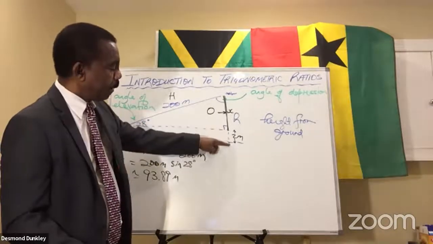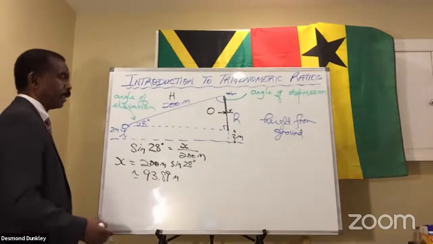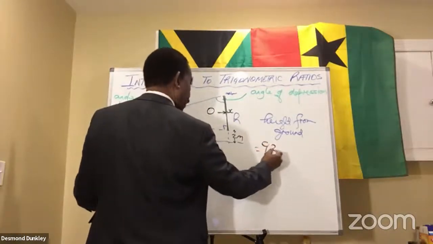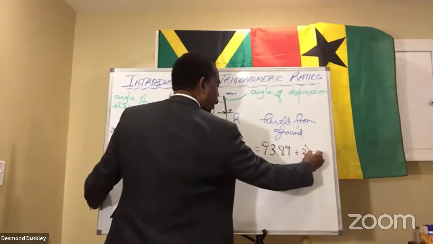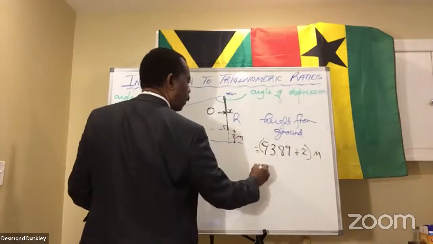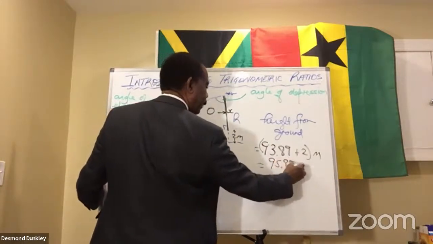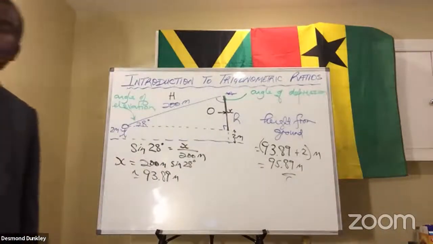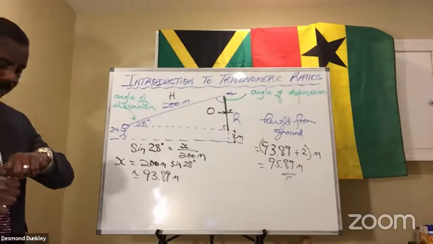Johnny's 2 meters above the ground. So therefore the total height is going to be equal to 93.89 plus 2, equal to 95.89 meters. And that would be the height of the bird from the ground.